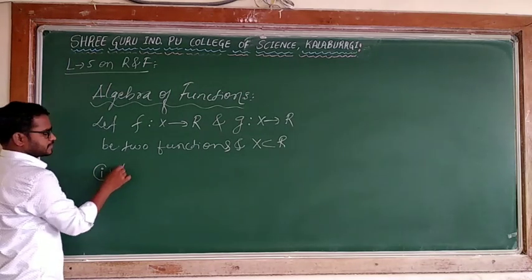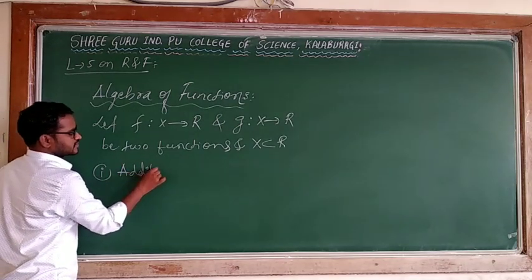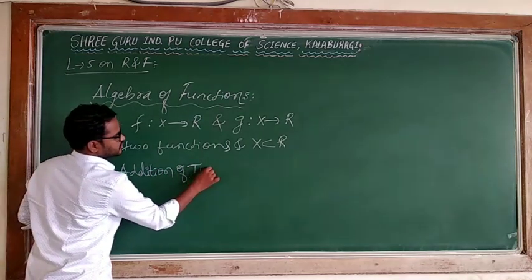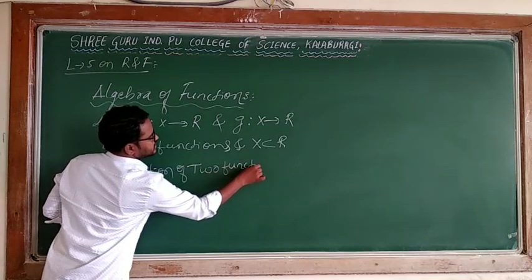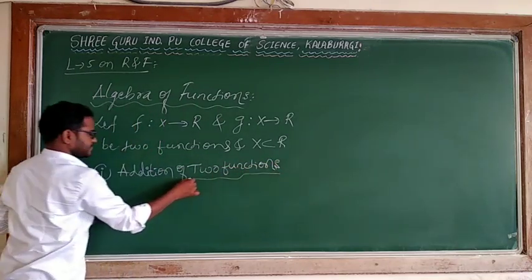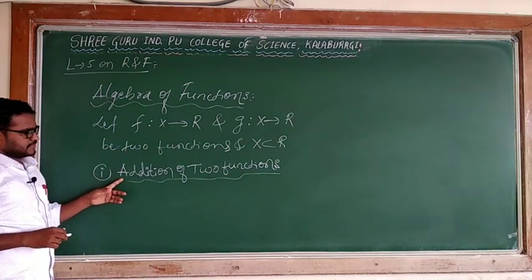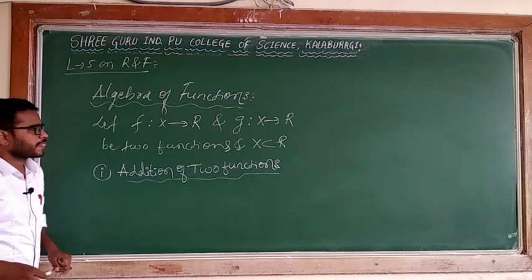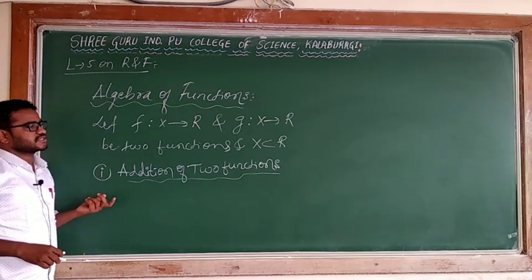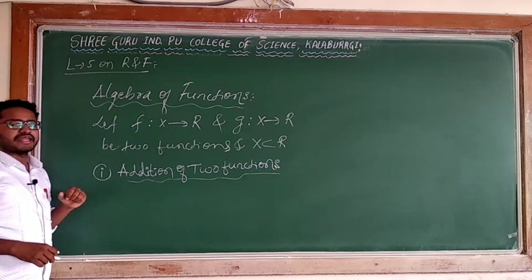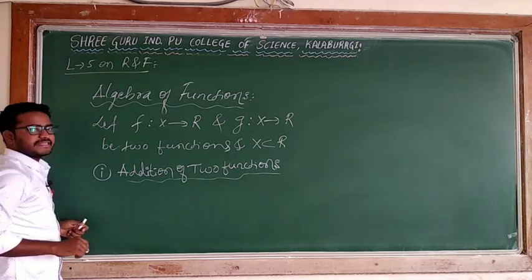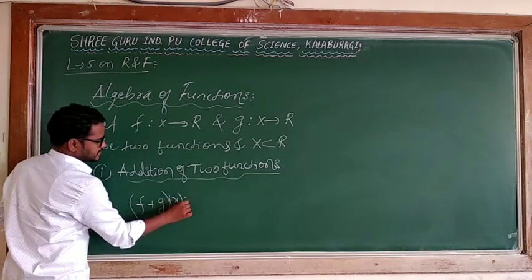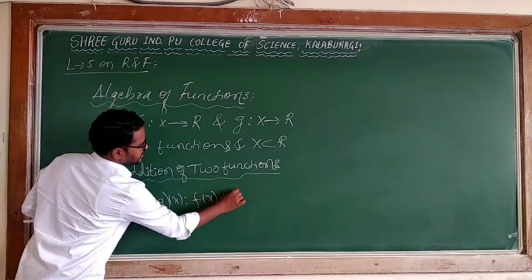First, addition of two functions. When we have two functions, f and g, I can add them. The addition of two functions is given by f plus g of x, such that it equals f of x plus g of x.